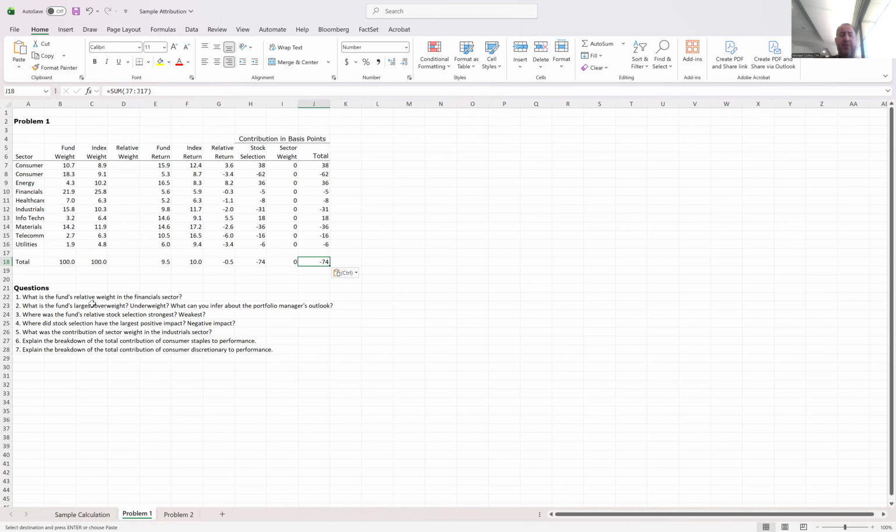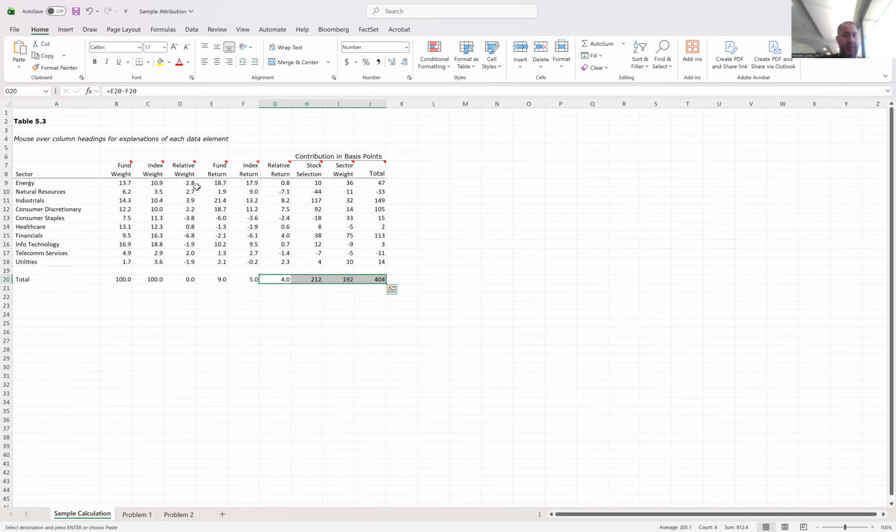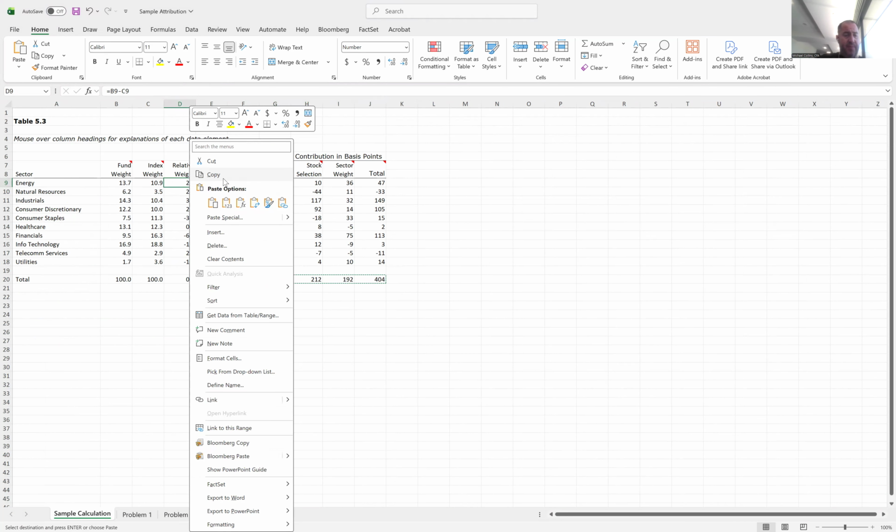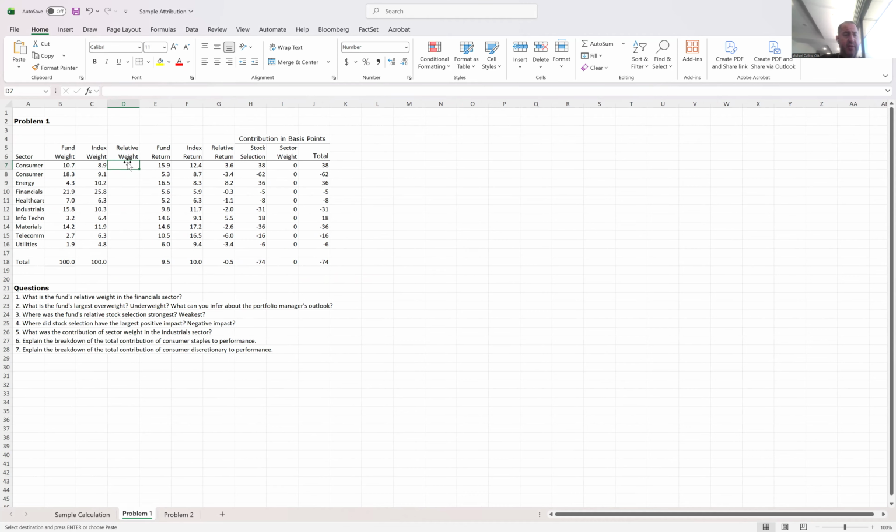Let's see question one. What is the fund's relative weight in the financial sector? Financials. Boom. 5.9. Answer to question one. What is the fund's largest overweight, underweight? Sorry, I lied. I didn't pull in the relative weight yet, so scratch that, guys. I missed that part of the formula. Back here, relative weight. Going to pull that down all the way here. It should pull it in perfectly. So the relative weight of financials is negative 3.9. We're underweight the benchmark. So that's the answer to question one.